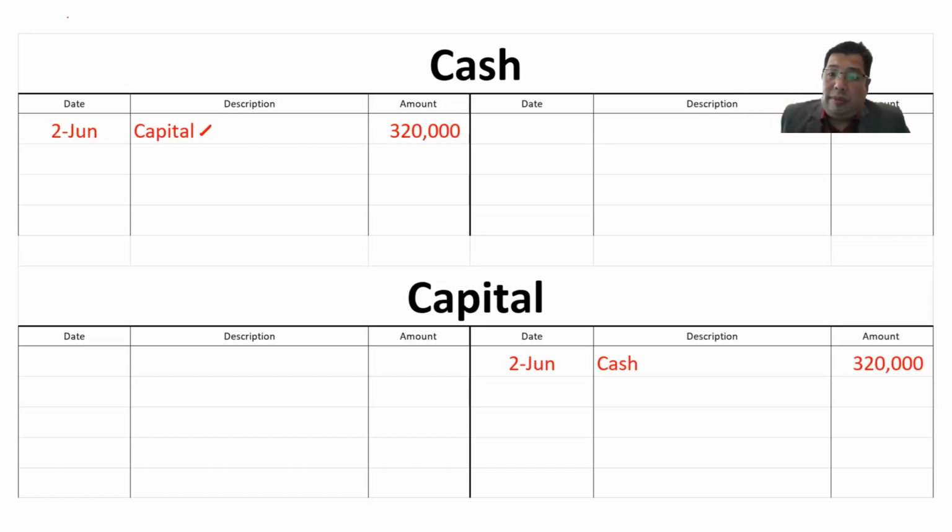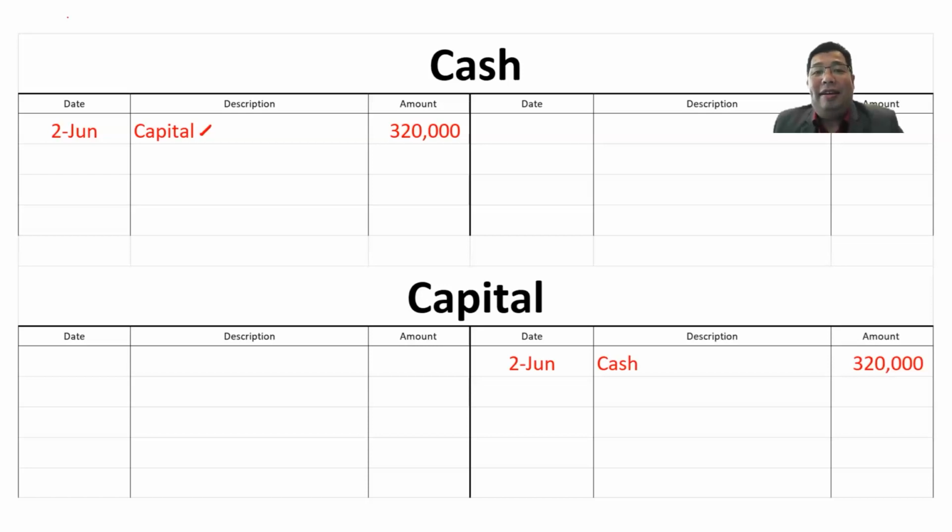The second part is about capital. Capital, you're going to credit. I'm going to record here 320,000 on the credit side. The date is the same, 2nd June, and this capital is given by the owner in terms of cash. The owner, Amber, gave cash 320,000 as capital. Okay, can you follow me? Are you okay with this? Should we move to the second example?